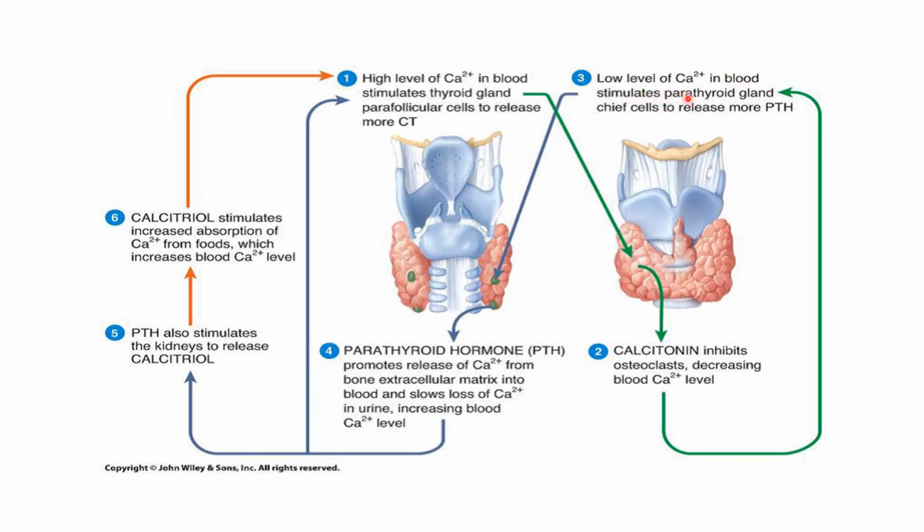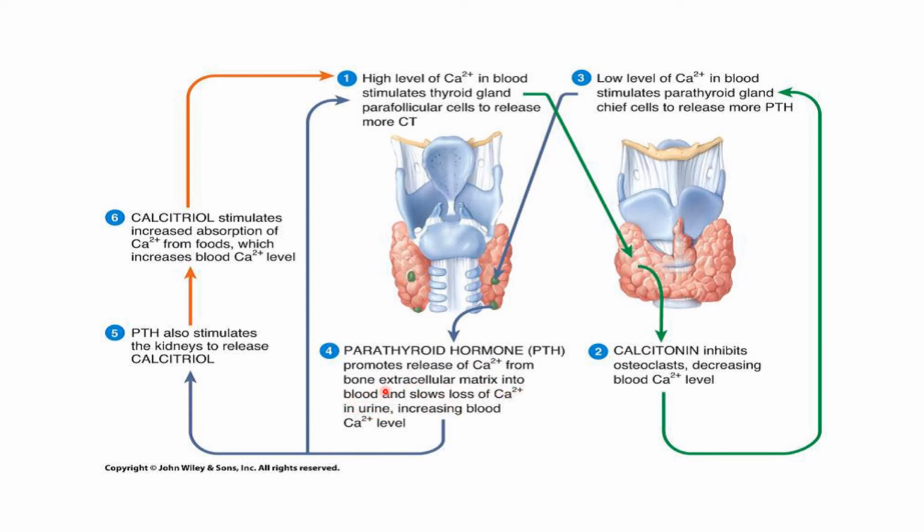Then this calcitonin acts on the osteoblasts, and the calcium level is lower. A low calcium level in the blood stimulates the parathyroid gland. Okay, when the level is low relative to the normal range, it acts on the parathyroid gland to secrete parathyroid hormone. So the chief cells now secrete the parathyroid hormone. When the parathyroid hormone is secreted, it promotes the release of calcium ion from the bone extracellular matrix.